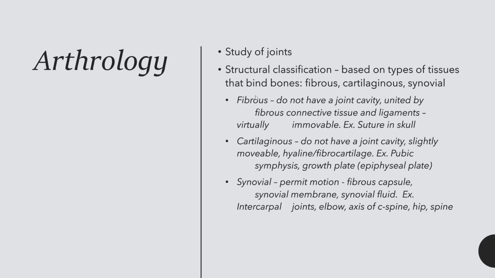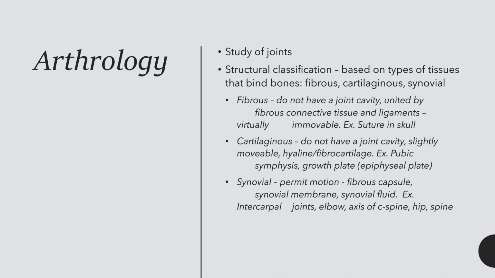And they're just named based off of what type of tissue is attaching the two bones together via the joint. So if you have fibers attaching two bones together, they're not going to be very movable, and that's important in bones that we don't really want that joint to move very much.